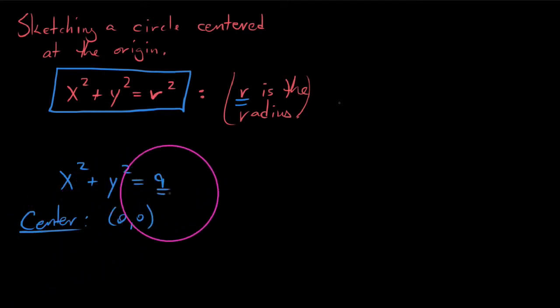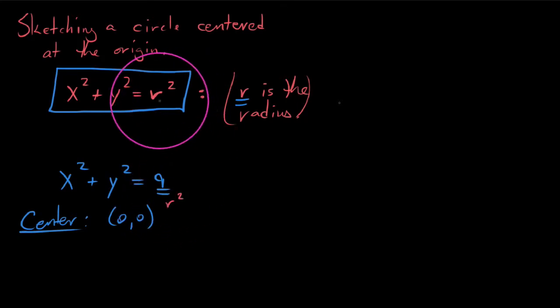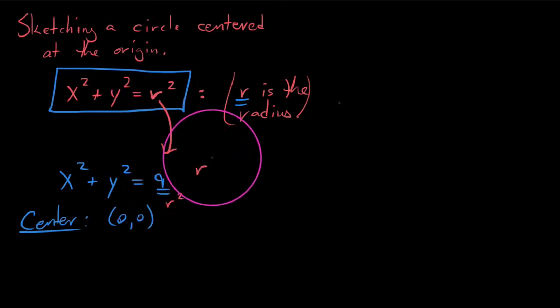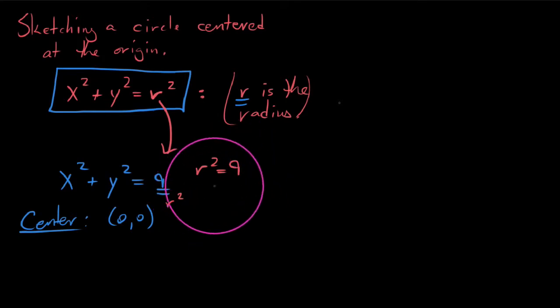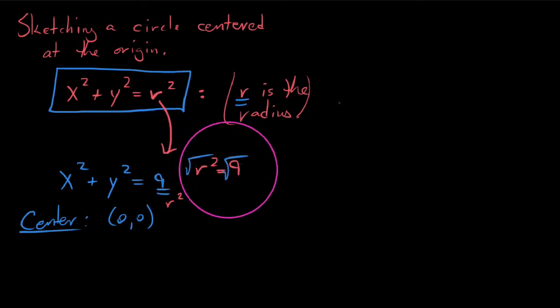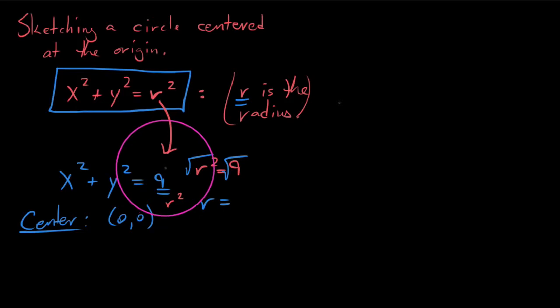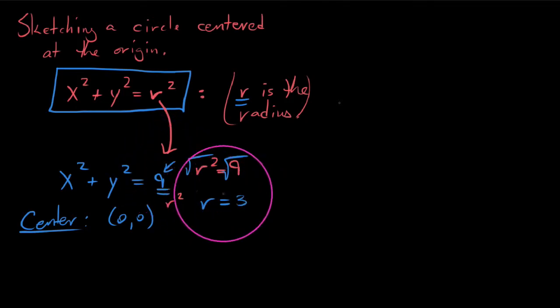We could say that this term right here really represents the r squared in this expression. So we have an r squared value of 9, and the important thing to keep in mind is that the actual value of the radius is the square root of this number right here. So we say the radius is 3.